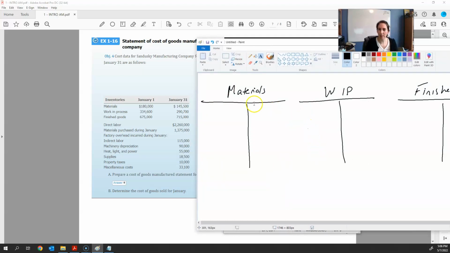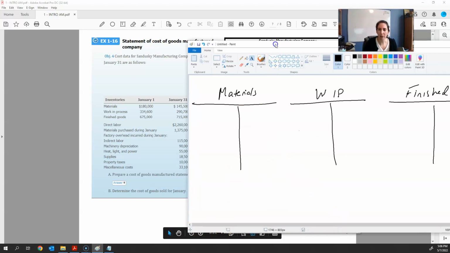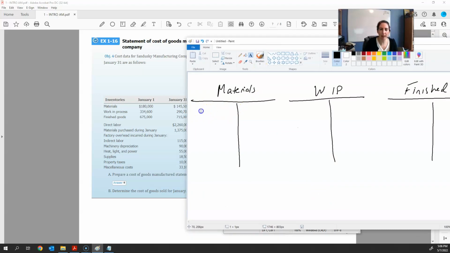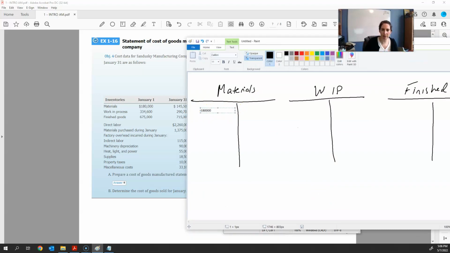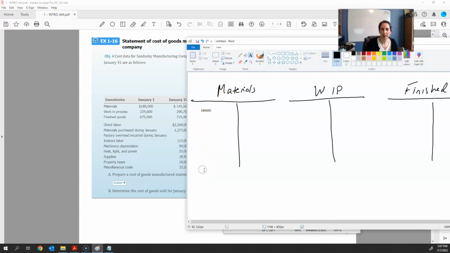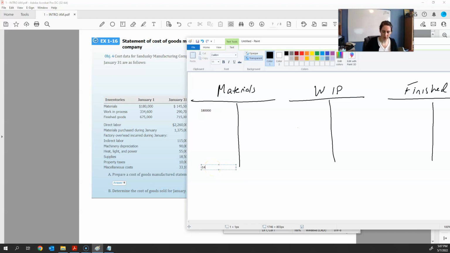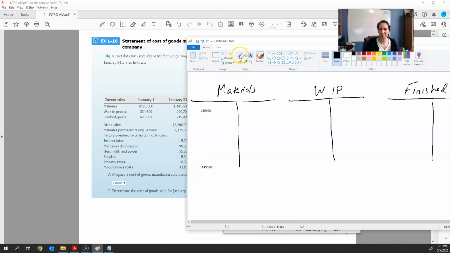And I wish I could make this a little bit smaller. Nope. Okay, here's what it is. So that I can go through these. All right, so if we start off with materials, what they have here is materials at the beginning of the month are 180,000, right? And by the end of the month, coming down here for ending balance here, they are 145,500. Right, so if I could draw a line, I would. Don't know if I can. Okay. Okay, it's probably not going to be the best. All right, so beginning of the month balance, end of the month balance.